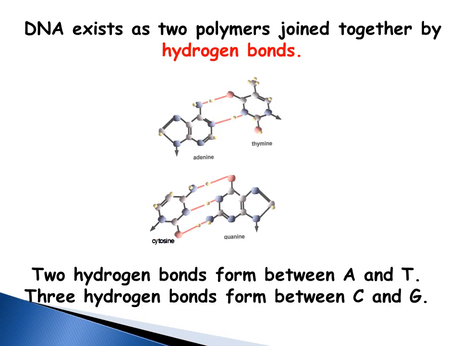So DNA exists as 2 polymers joined together by hydrogen bonds. Your nucleotide bases are joined together by hydrogen bonds, and A always binds with T, and C always binds with G. There are 2 hydrogen bonds between A and T, and there are 3 hydrogen bonds between C and G.